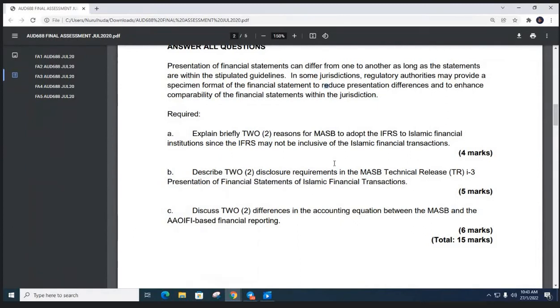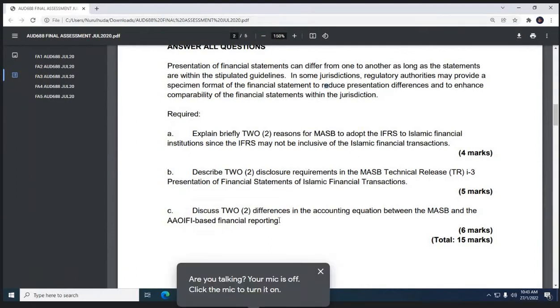Disclose requirement in the MASB technical release ni adalah untuk guide the institution on preparing the financial statements. You need to look at the MASB technical release I3 lah, on what are the requirement. And then two differences in accounting equation. Ini ada yang tahu? Apa jawapannya? Doktor nak try? Okay.